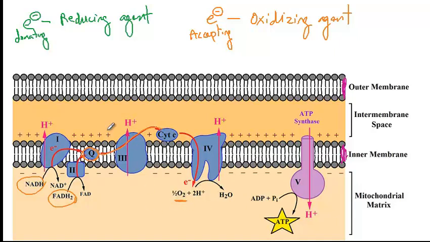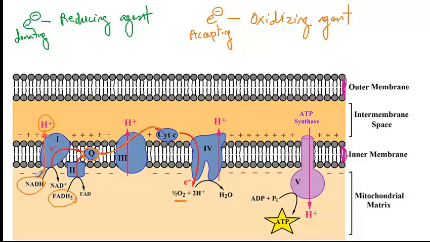And throughout all these reactions, what happens is that the energy is released from electron transfer in every one of these reactions, and this energy that is released is used to pump protons or H plus from the mitochondrial matrix into the intermembrane space. So you can see that by complex 1, H plus is pumped out, by complex 3, H plus is pumped out, and then by complex 4, H plus is pumped out.